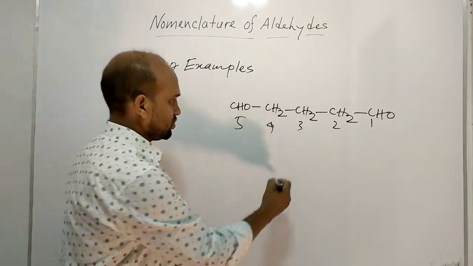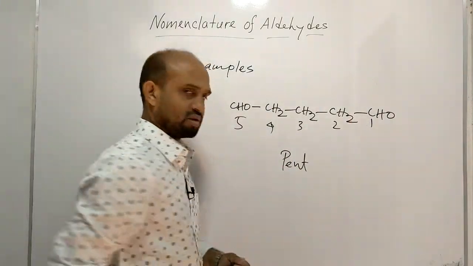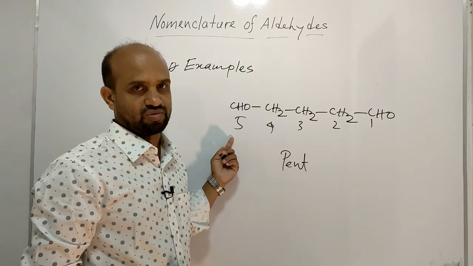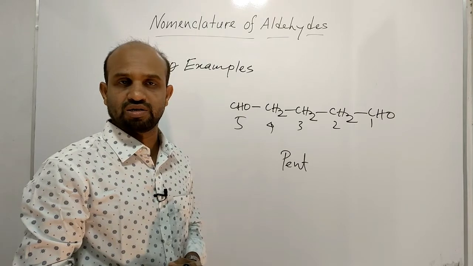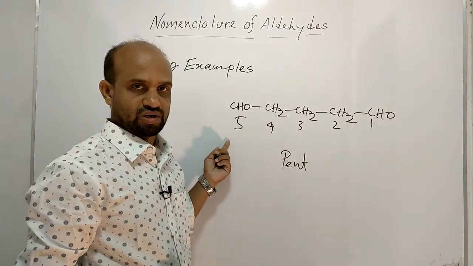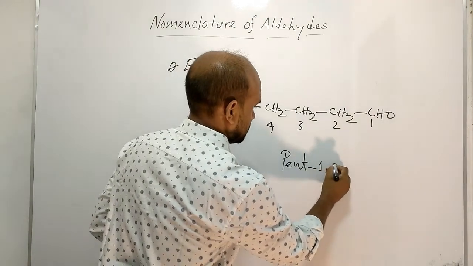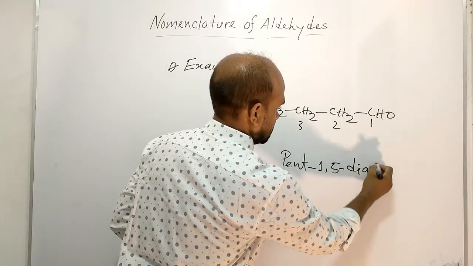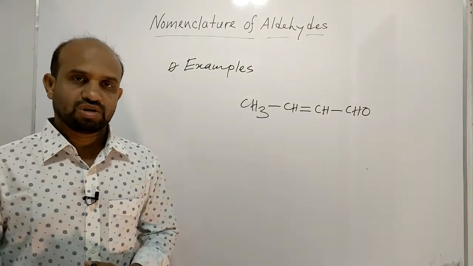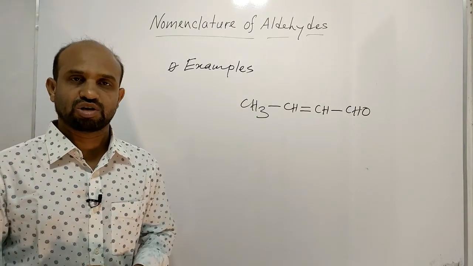The name of this compound is, here carbon atoms are numbered 1, 2, 3, 4, 5. There are 5 carbon atoms, so pent is the word root here, and we see carbon 1 is aldehyde group and carbon 5 is also aldehyde group. So there are 2 aldehyde groups here, and it is at carbon 1 and at carbon 5. So pentane-1,5-dial. Now the compound is this, where there is an unsaturation, that means carbon-carbon double bond.